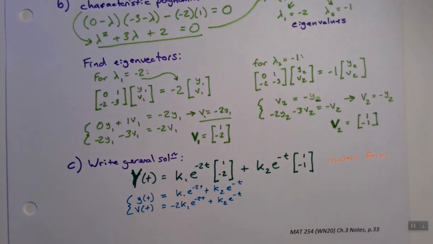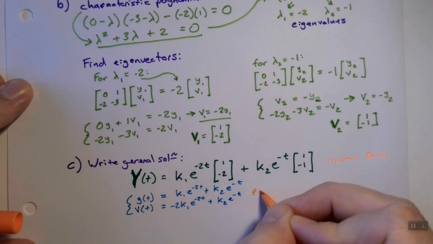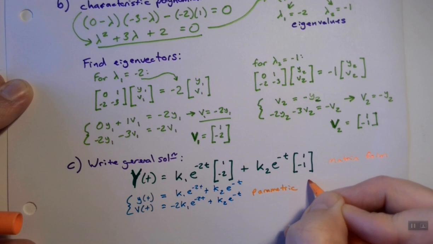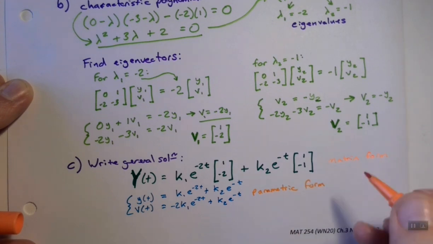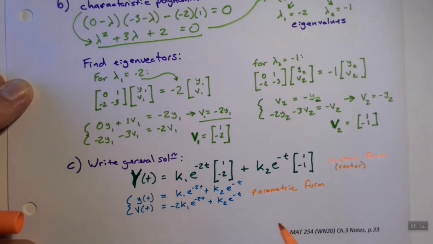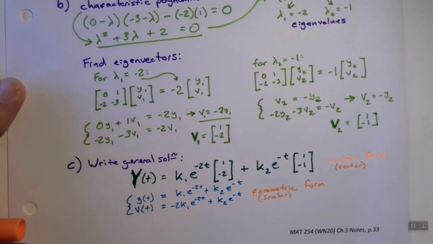And so one of the things you'll probably recognize when you see it written like that, and here I'll write this one a little bit more easy to see here. This is in parametric form. Sometimes we refer to the matrix form as the vector form. That also is another way we can refer to it. And the parametric form is really the scalar form.